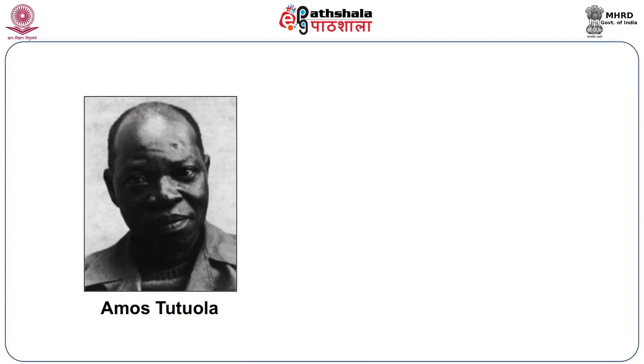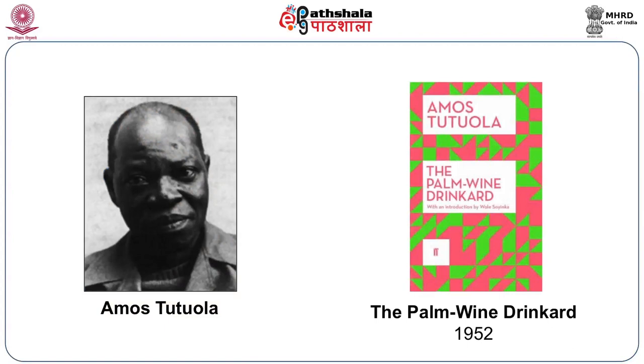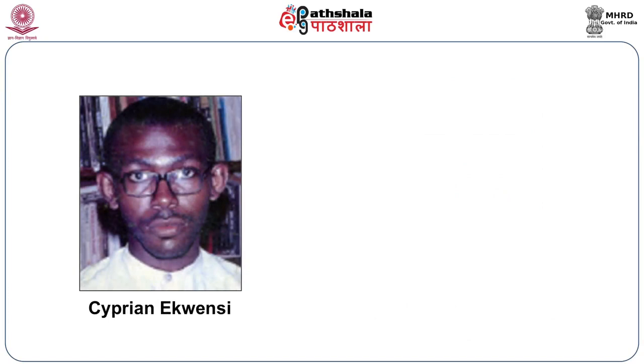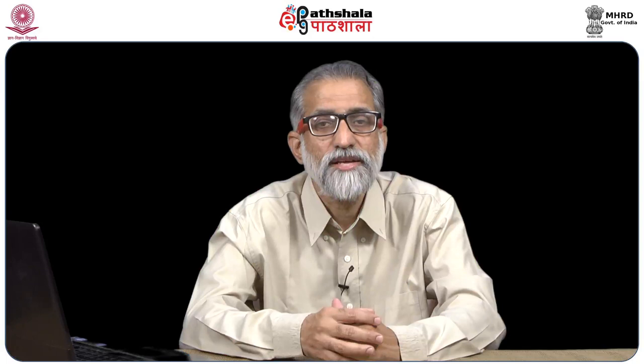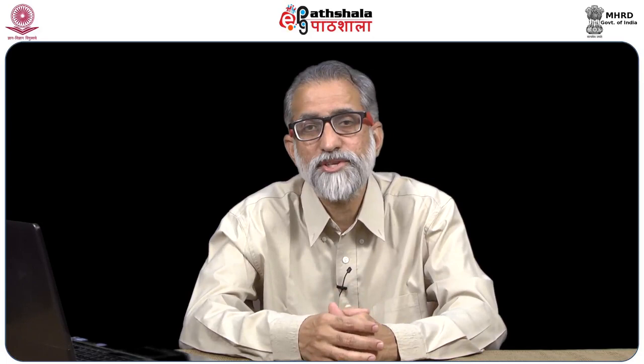The 1950s saw the publication of Amos Tutuola's well-known novel, The Palm Wine Drinkard, which was published in 1952. Amos Tutuola is of course from Nigeria. And then Cyprian Ekwensi published his first novel, People of the City, in 1954. Then, of course, the classic Things Fall Apart, which was published in 1958. So in a way, the African novel in English became an established genre in the 1950s.